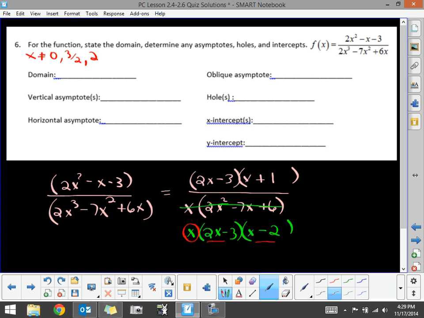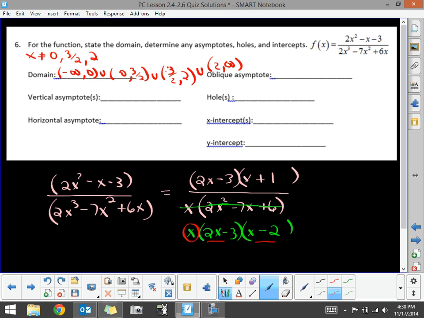So if we use that interval notation that we were using, we're going to go from negative infinity up to 0. We're going to union it with 0 to 3 halves, then union that with 3 halves to 2. And then we union that with 2 to infinity. With that one, it's a lot easier to say what you can't use rather than writing your interval notation, but just keeping it consistent, that's how I would end up writing that.